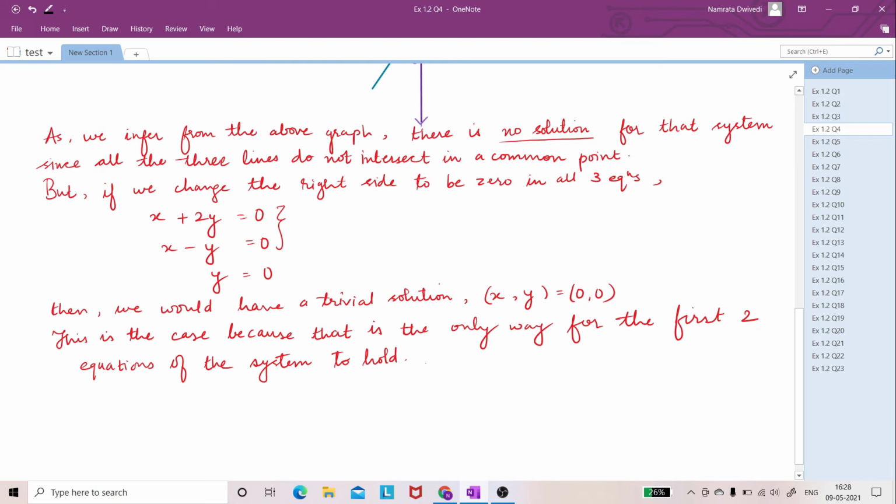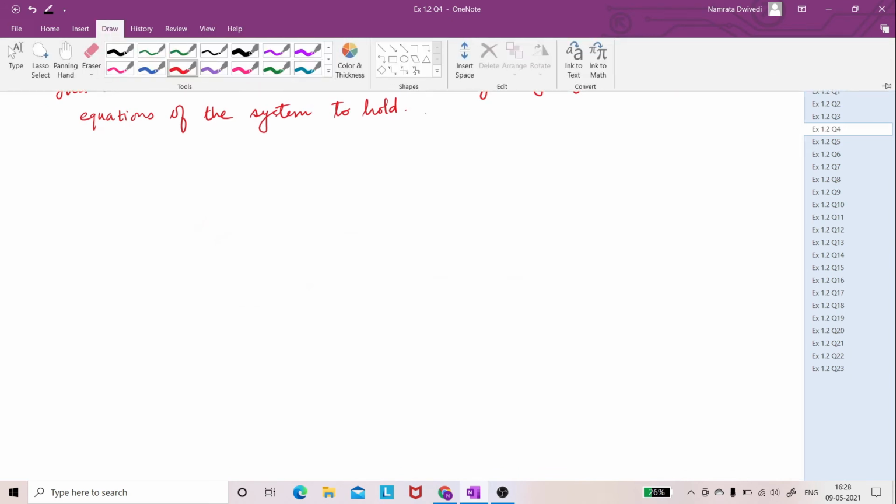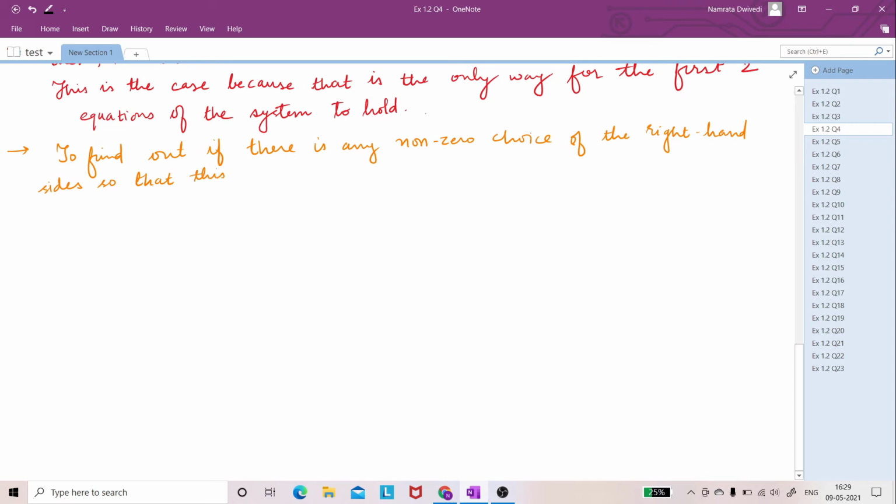Now for the second part. This time I'll just draw the graph quickly. Now for the second part, we want to find out if there is any non-zero choice of the right hand sides so that this system has a solution.